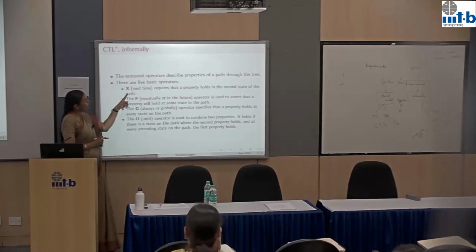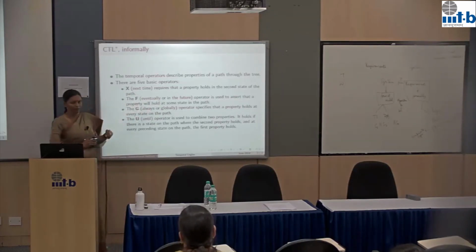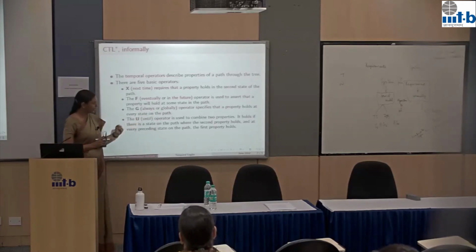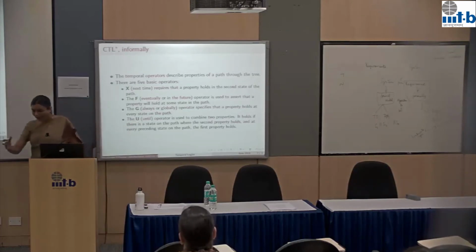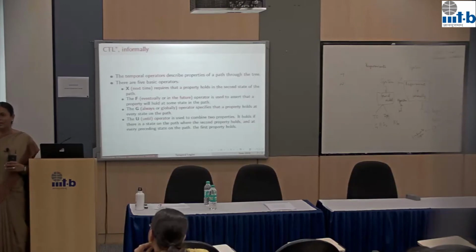So it says what happens at the next state. That's X. What happens in the future or eventually, that's F. What happens always or globally, that's G. And this is until. Until says that sometime in the future it will happen, and until then this will happen. Sometime in the future I'll get a good job. Until then I will work hard. You're able to understand? So that is the until operator.